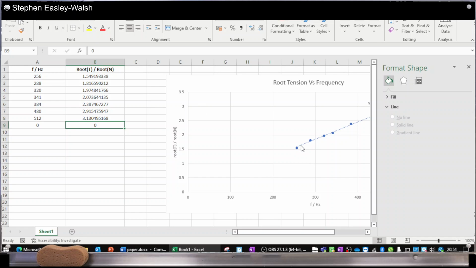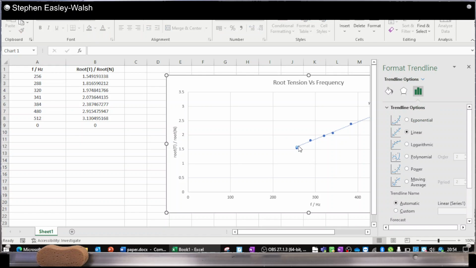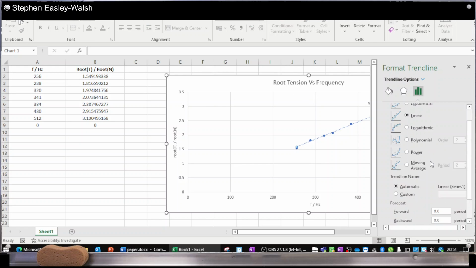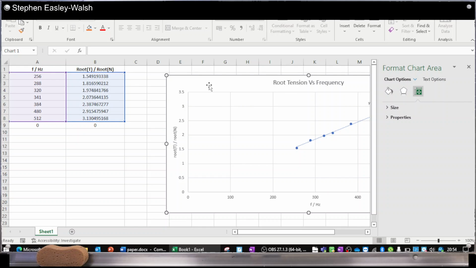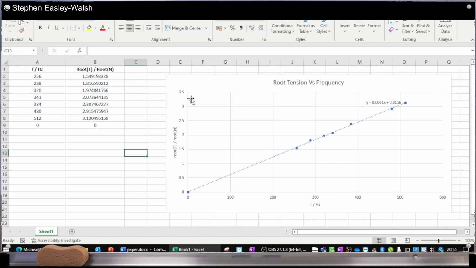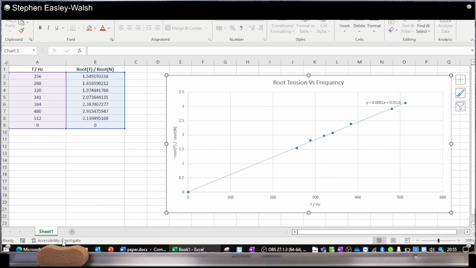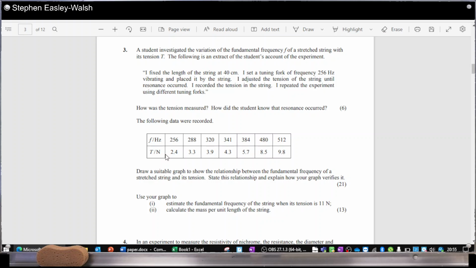So do I have to remake it? Possibly. Oh, can I just sneak this down? There we go. Okay, and that's the graph now. And does that answer it? Draw a suitable graph to show the relationship between the fundamental frequency of the stretched string and its tension. State this relationship and explain how your graph verifies it.